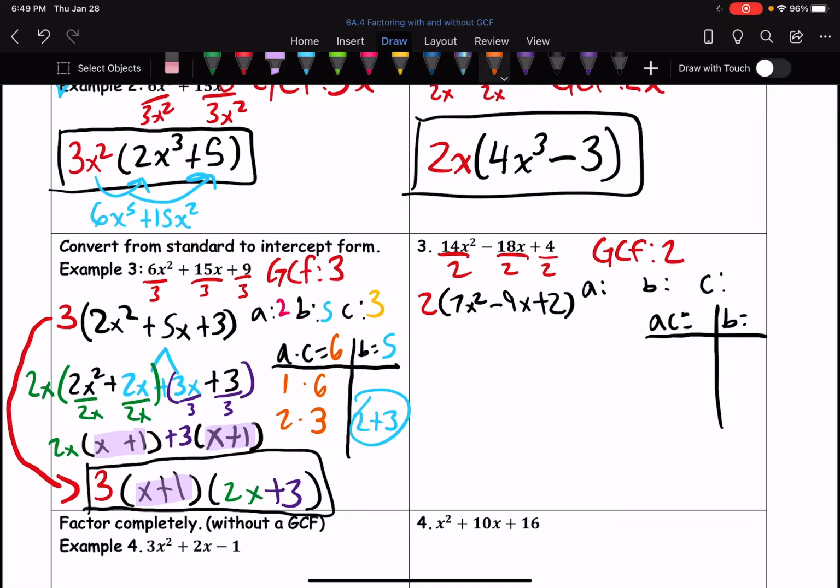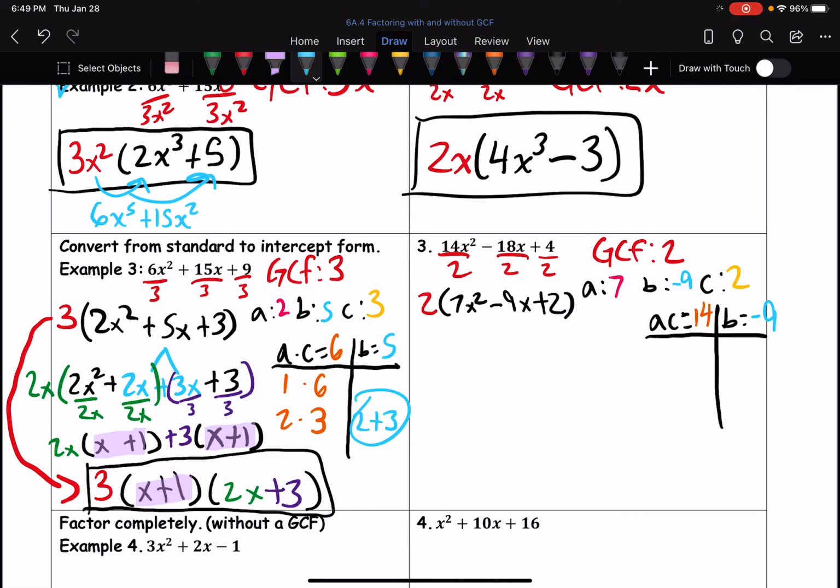In this case, my A value is 7. My B value is -9. And my C value is +2. So I have 7 times 2, which is 14, as my A times C. And my B is -9. Notice your B is negative, but your A times C is positive.